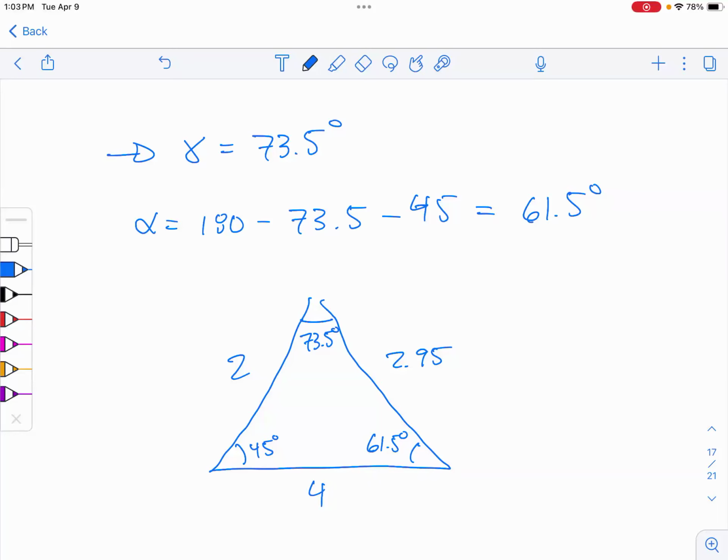When we solve this down, alpha equals 28.65 degrees. And along the same lines, gamma equals 180 minus 45 minus 28.65, which gives me 106.35 degrees.